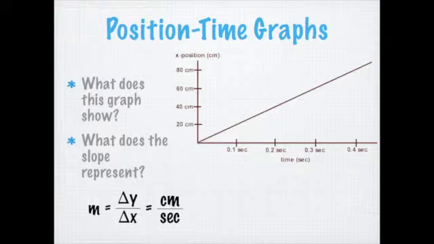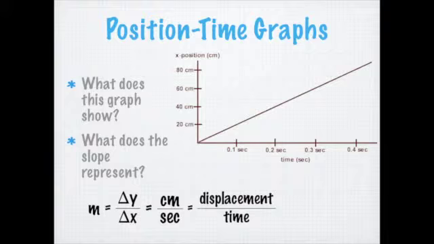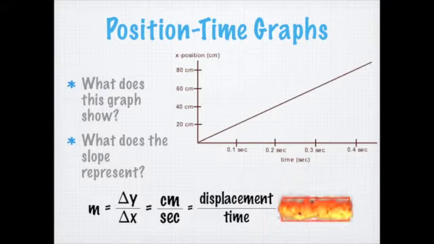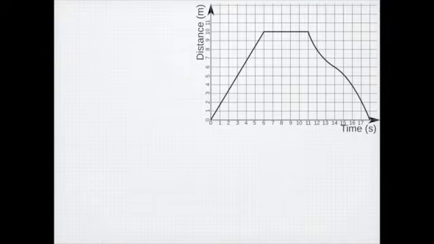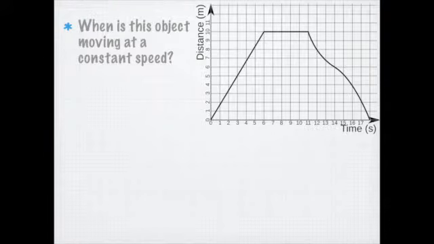This can also be represented as displacement over time. And we know that displacement over time is velocity. Therefore, the slope of a position time graph represents the velocity of the object. Now let's examine this graph. When is this object moving at a constant speed?